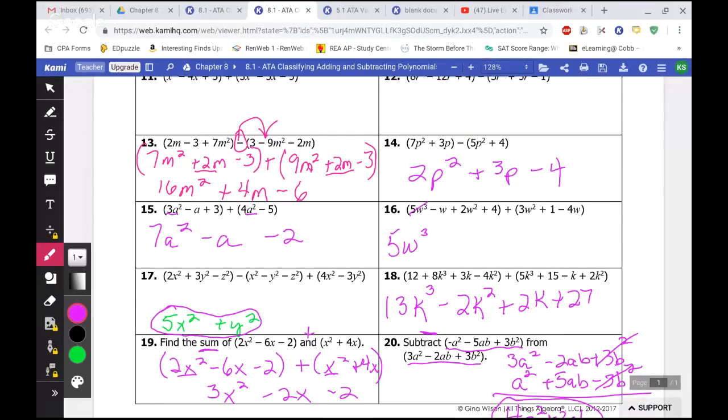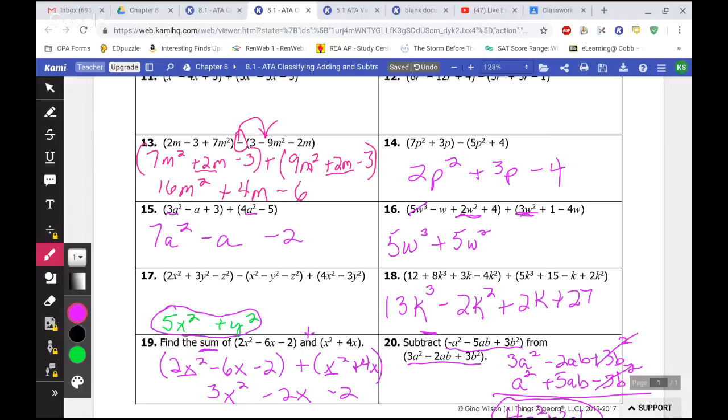So that's taken care of. But now I'm working with the w squareds. And I've got a 2w squared and a 3w squared. So what would that be? Oh, 5w squared. Good job.